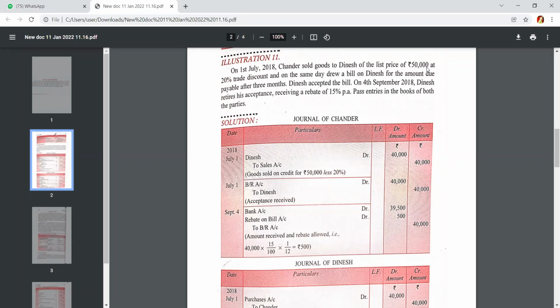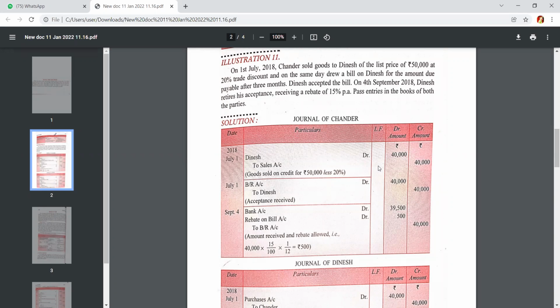If you remember, in the basic accounting terms I explained that whenever a trade discount is there, it is not shown in the books of account, but it is deducted out of the amount of sale or purchase. So what is the amount over here? That is 50,000. You can see on the screen, and 20% is the trade discount. Now 20% of 50,000 will be 10,000. So 10,000 will be deducted out of 50,000, and the value of the net sale will become 40,000 rupees.